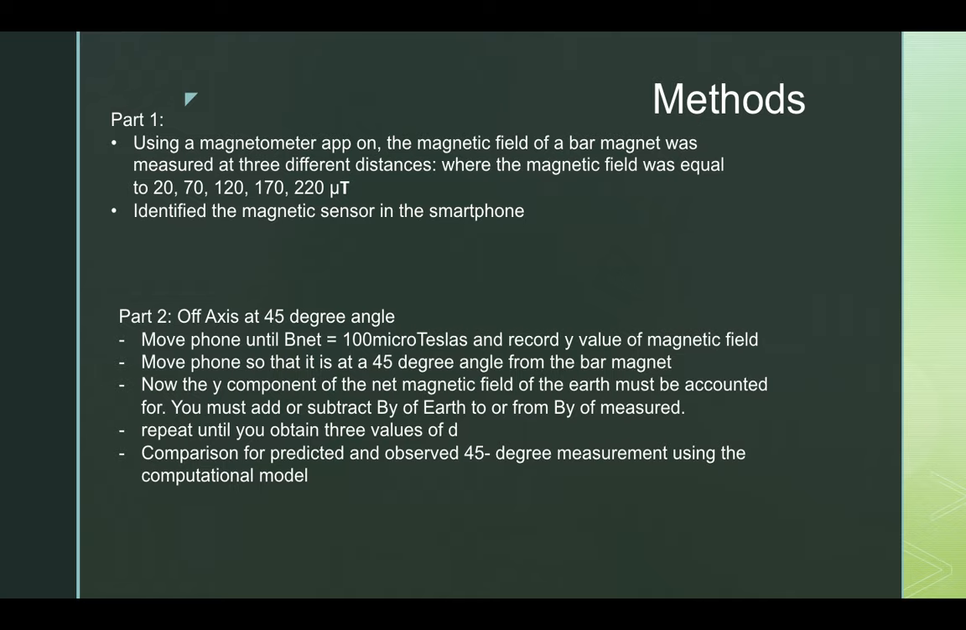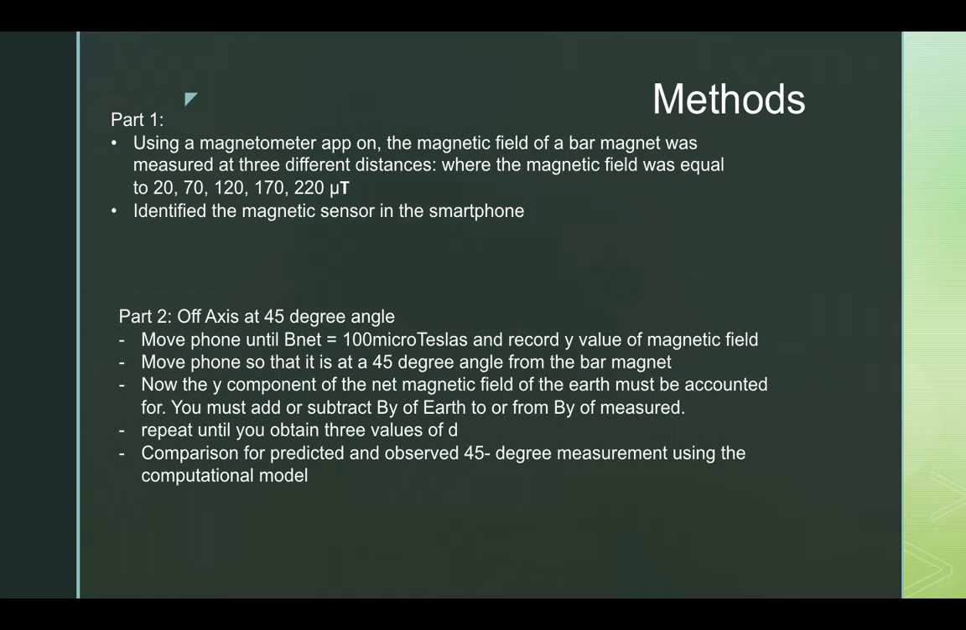So for the entire experiment, we had to download the magnetometer app, and for part 1, we measured at different distances where the magnetic field was equal to 20, 70, 120, 170, 220 microteslas. We also identified the magnetic sensor in the smartphone, and then we found through calculation and putting our data on a graph and finding the logarithmic values of this equation, which will be shown in the next slide, the distance dependence and the magnetic dipole.